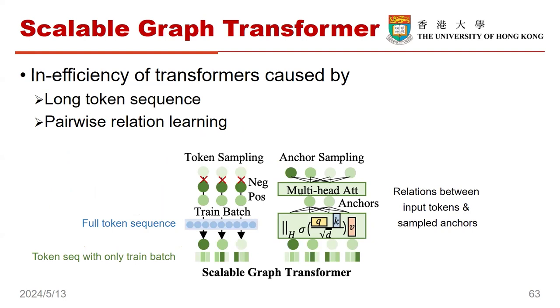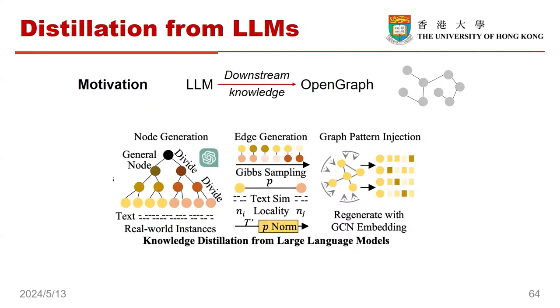And the scalable graph transformer, the second part of OpenGraph, employs two techniques for efficiency improvements. The first one is to sample tokens only in the training batch. This method shortens the token sequence. And the second one is to alleviate the pairwise relation learning by learning relations between input tokens and only sample anchors instead of learning relations between any pair of tokens in the sequence.